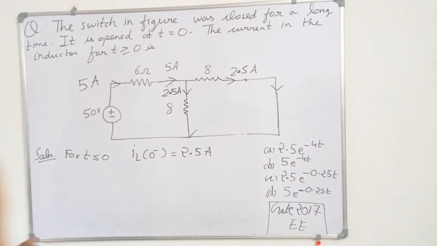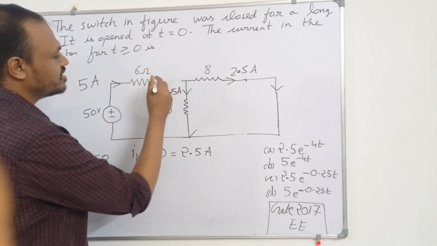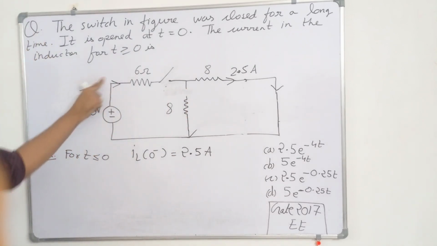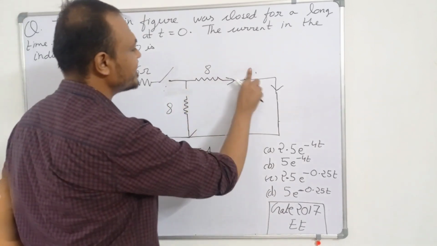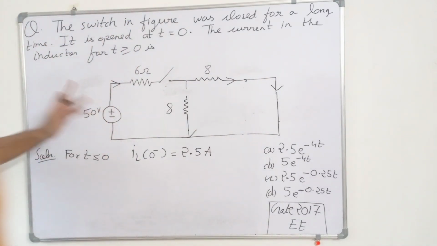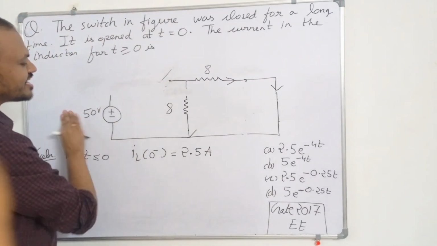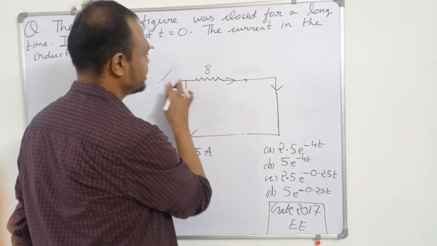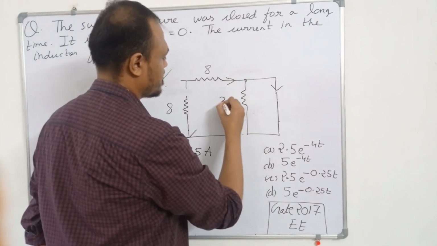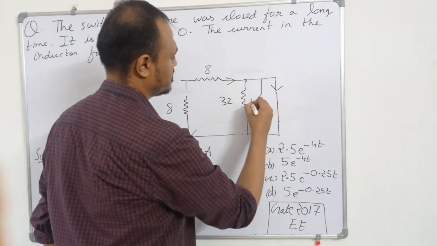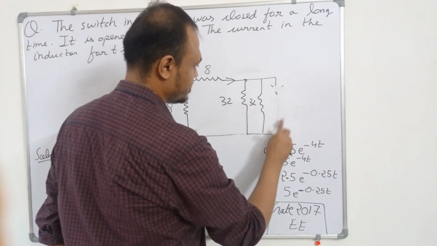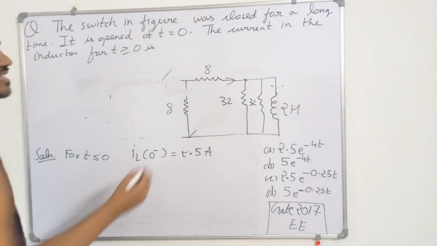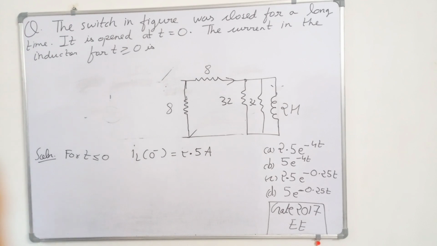Now for t greater than 0, this switch was opened. So now I am drawing the figure for t greater than 0. The switch is open, so this 50 volt voltage source is of no use and we can remove it. So what we see is this circuit, with the 32 ohm resistances and this 2 Henry inductor. This is the circuit for t greater than 0.